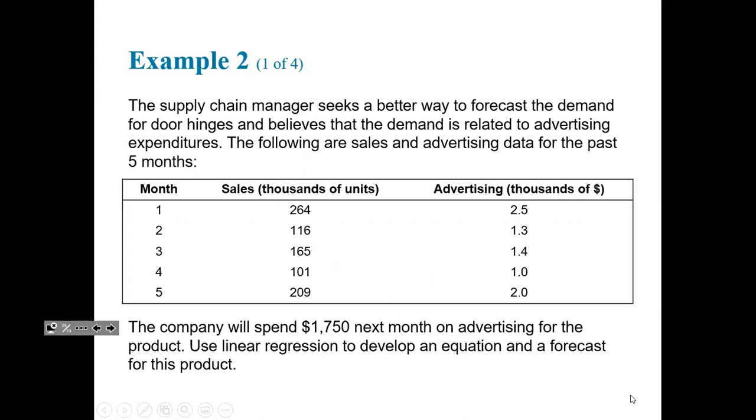So here we have a situation where we are looking at causality. One thing causes the other. We're not looking at time. This is not a time series. We're looking at what causes what. In this case, the manager believes that if we spend a certain amount of advertising dollars, we can expect sales to be at approximately a certain amount. So if you're trying to ask yourself, what's your independent variable, what's your dependent variable? Sales depends on advertising. Advertising does not depend on sales, so it's the other way around.